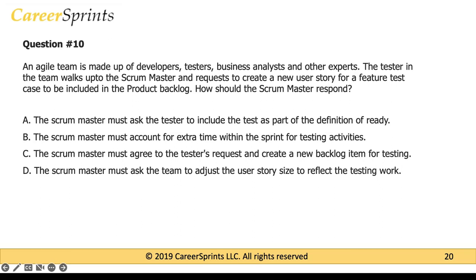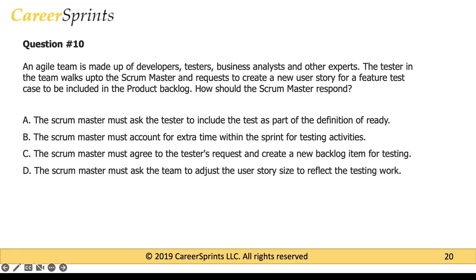So let's look at question 10. An agile team is made up of developers, testers, business analysts, and other experts. The tester in the team walks up to the Scrum Master and requests to create a new story for a feature test case to be included in the product backlog. How should the Scrum Master respond?